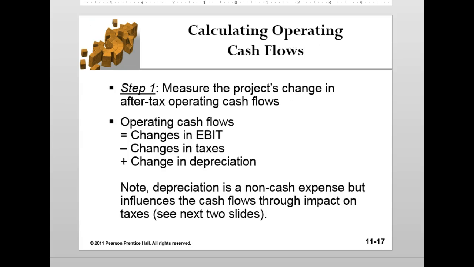So now, finally, you're going to calculate it, and these are the steps. So step 1, you measure the project's change in after-tax operating cash flows. And that is operating cash flows equal changes in EBIT, earnings before interest and taxes. And you're going to subtract the change in taxes, and you're going to add back the depreciation. Sounds an awful lot like a cash flow statement, doesn't it? Depreciation is a non-cash expense, so it's got to be added back in. It has nothing to do with cash.